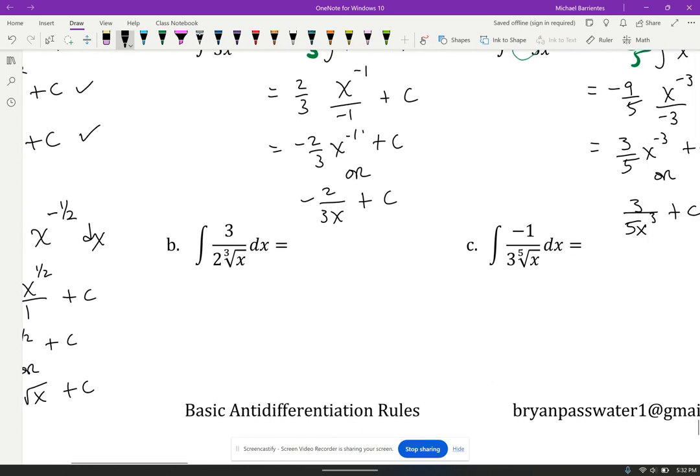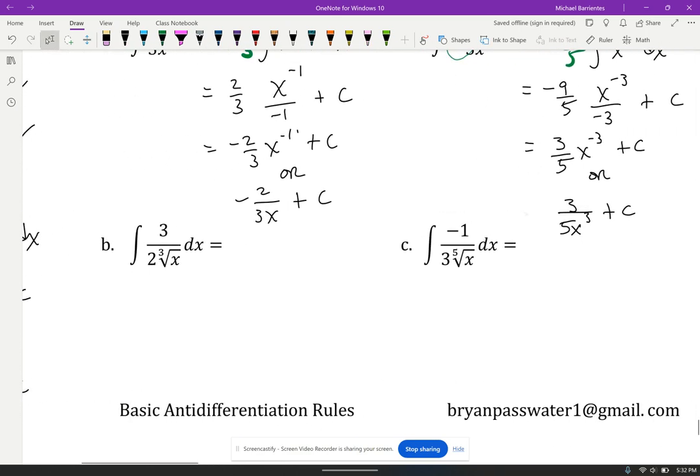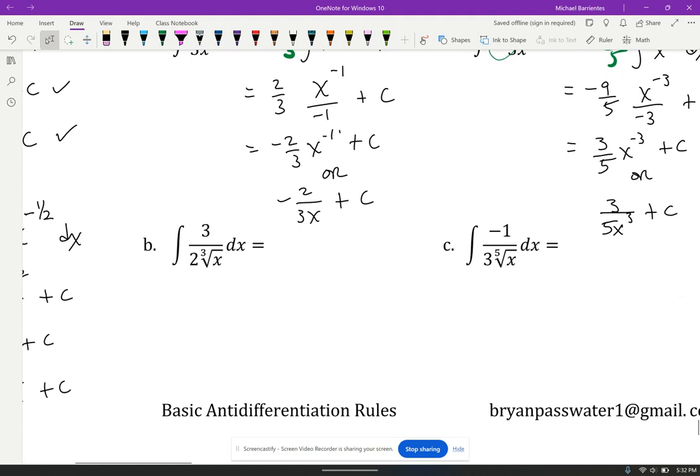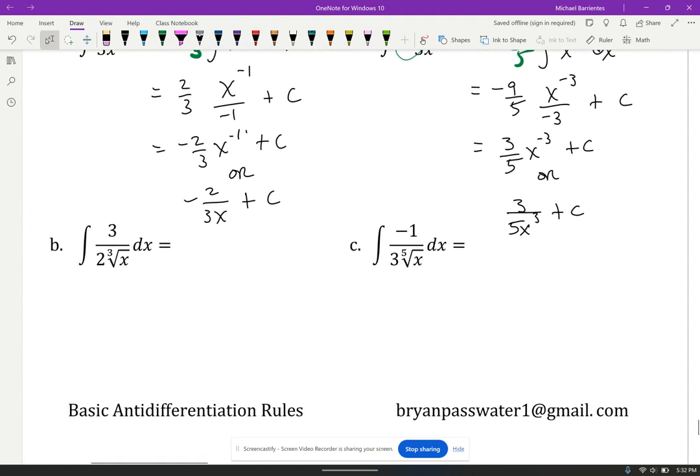The rest kind of flow through. Let's do letter C. I'm going to skip B just for time's sake. We'll finish with that. There's a constant, negative 1/3. So negative 1/3 on the outside. And then this is in the denominator. I want to flip it up. So that's going to be x to the negative 1/5 dx.